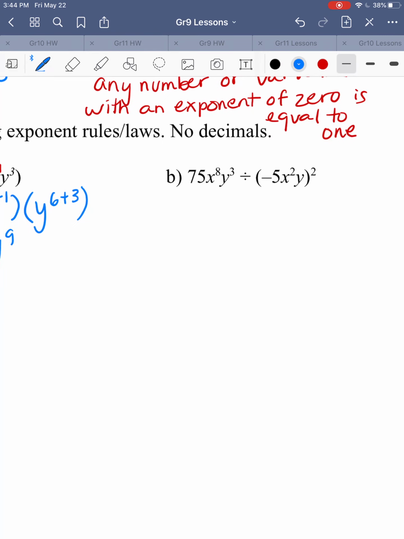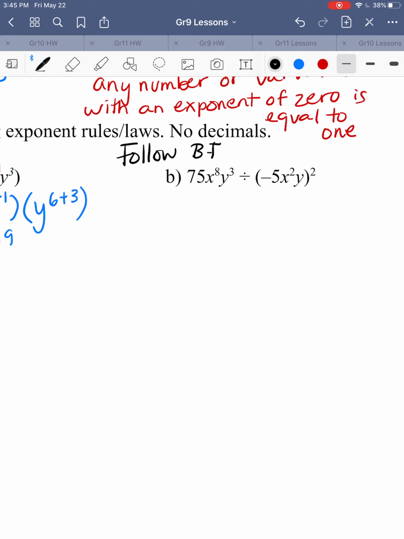Okay, let's move over to B. We have 75 times x to the power of 8 times y to the power of 3 divided by bracket negative 5 times x squared times y, close bracket, all of that to the power of 2. Now here we need to make sure we follow BEDMAS, your order of operations. That means we're going to be doing exponents before we do any division. So we're going to have to deal with the second chunk, that negative 5x squared y, first.